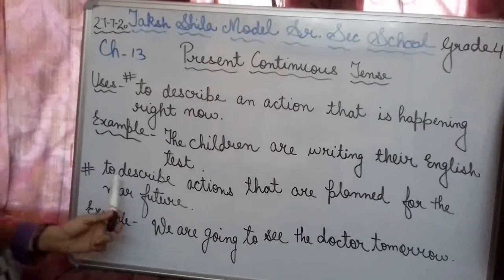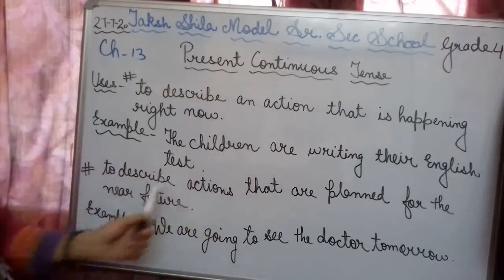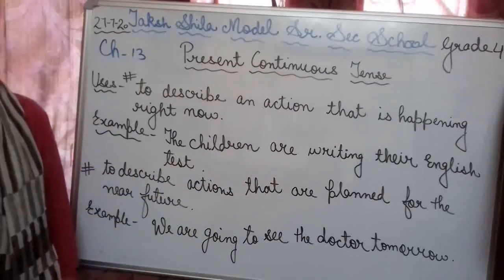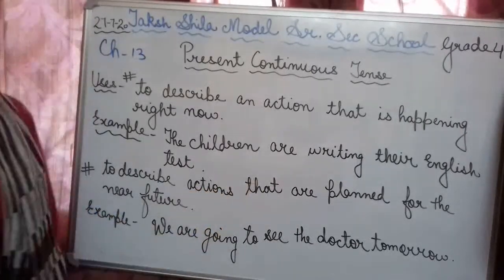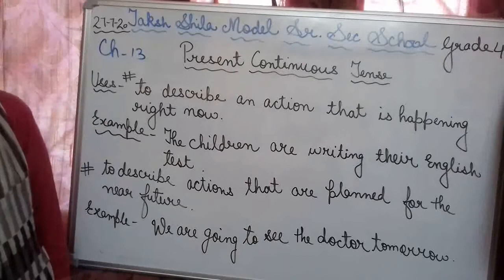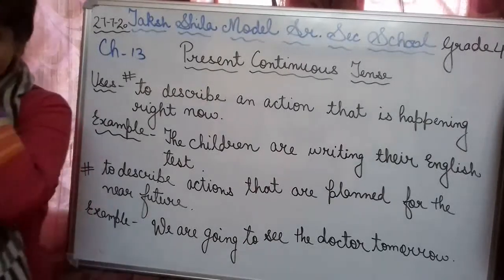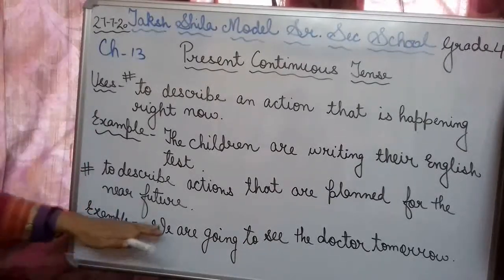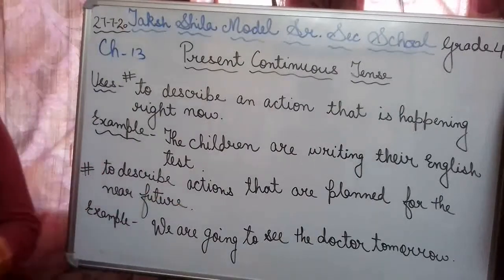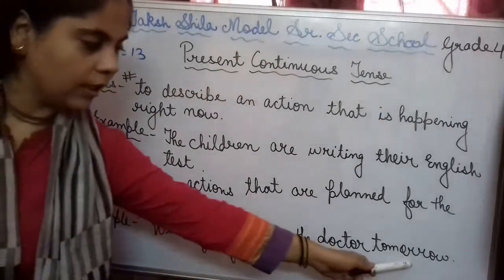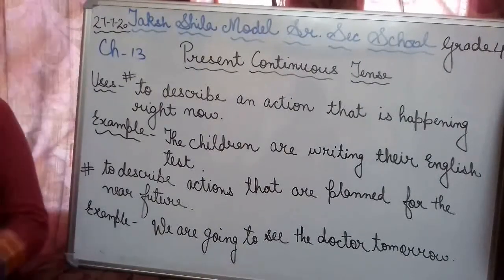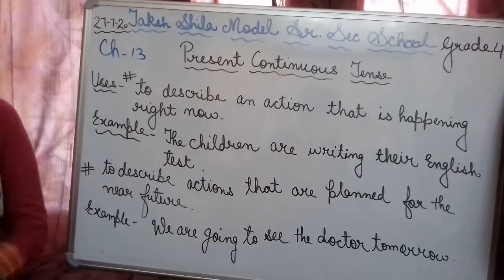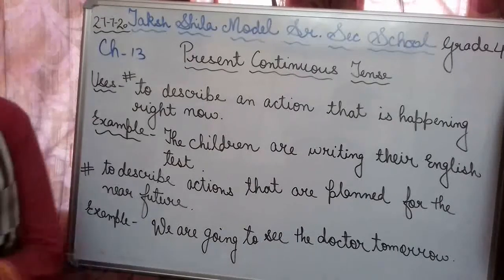Next point. To describe actions that are planned for the near future. Now children, next we use present continuous tense to describe actions that are planned for the near future. For example, we are going to see the doctor tomorrow. Tomorrow indicates the future, right? So near future, जब हम near future की बात करते हैं, near future means कि हाँ अभी हम just करने ही वाले हैं.